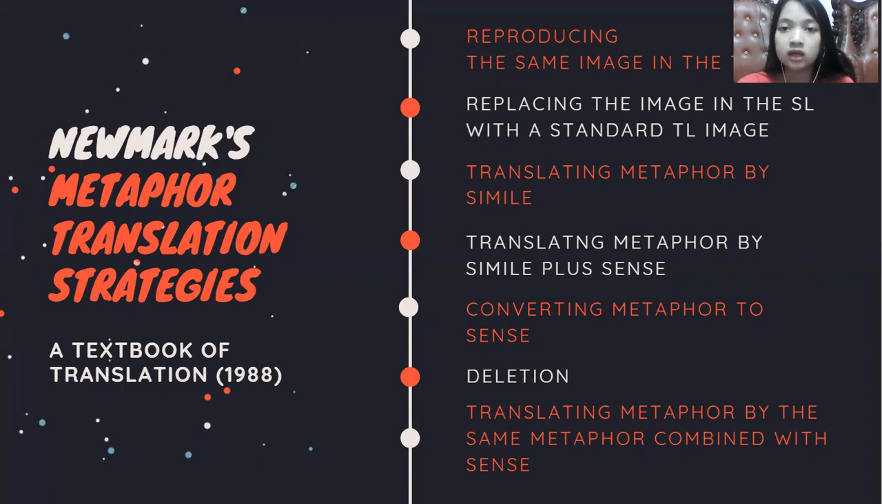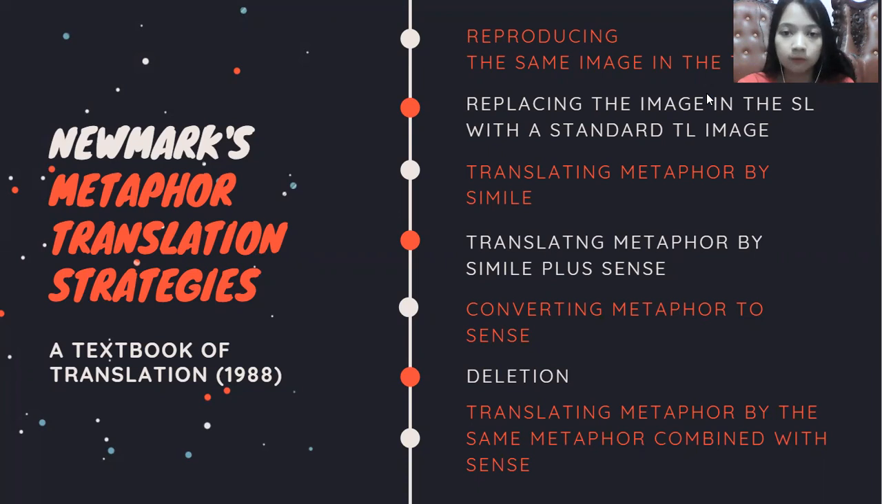The second one is replacing the image in the source language with the standard target language image. It is when the target language has no equivalent image compared to the source language, but has a similar image. And the third strategy is translating metaphor by simile. So the form is changed from metaphor to simile, but there will also be some different effect, as simile is more explicit and direct.